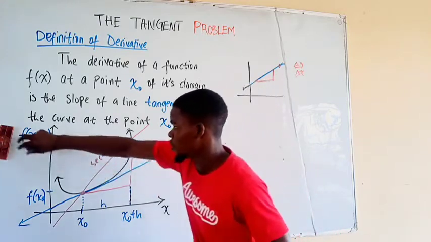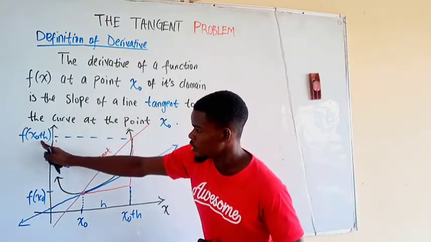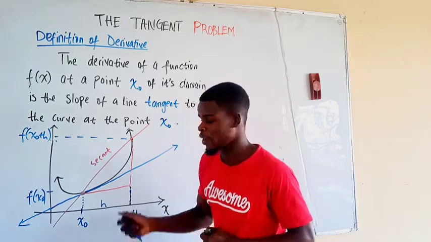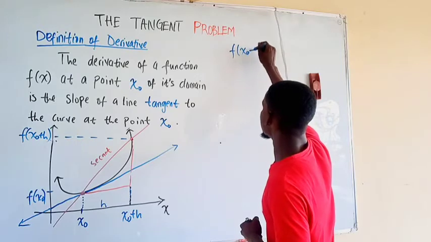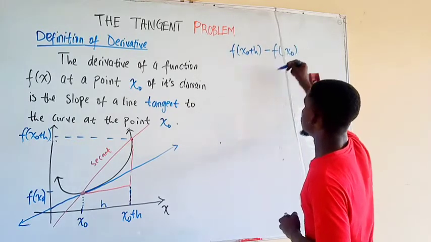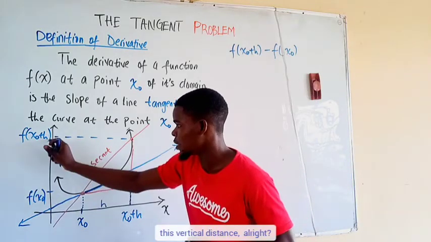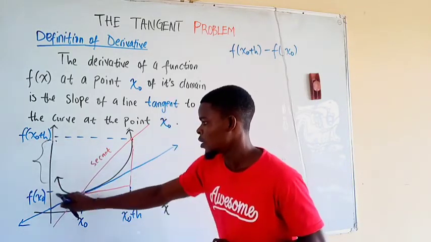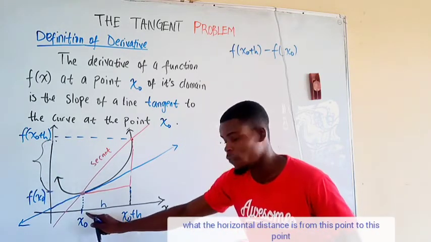The same notation will give us the difference between these two y values. So we're going to have f of x naught plus h minus f of x naught. That is this minus that, which is this vertical distance. Then we're also going to find out what the horizontal distance is from this point to this point.